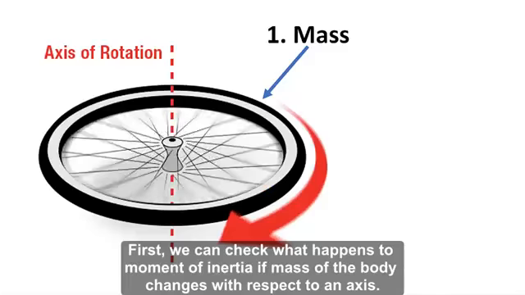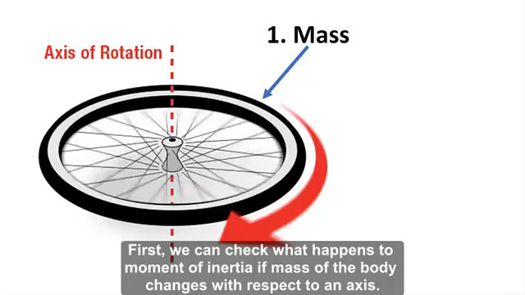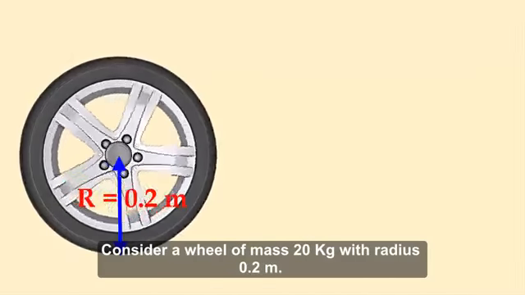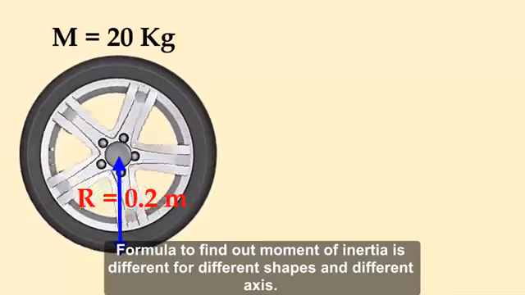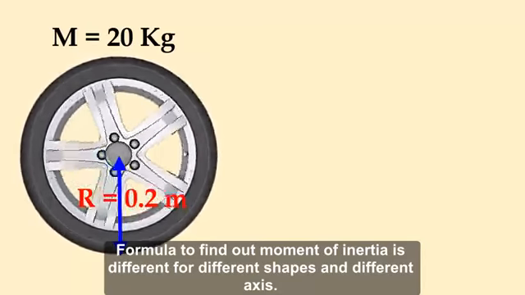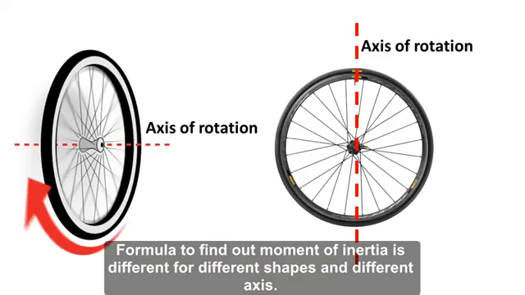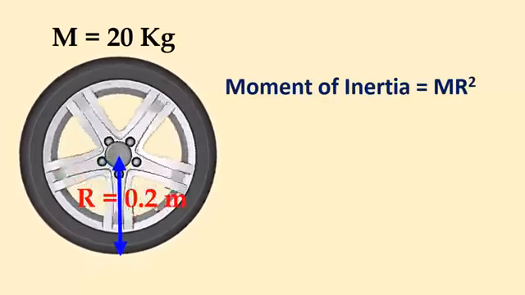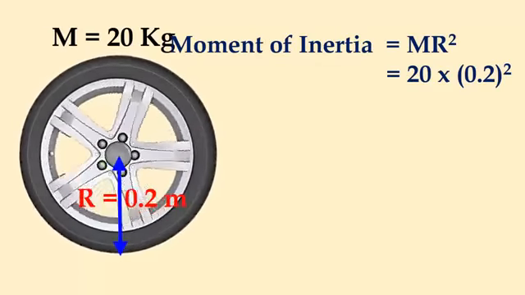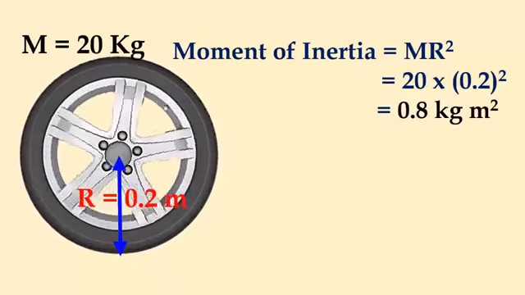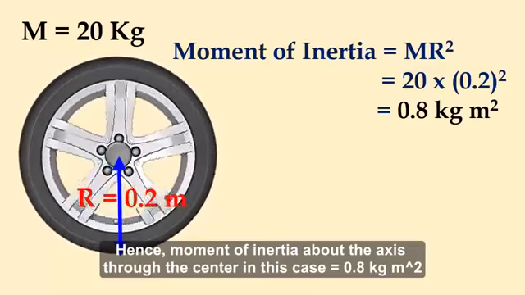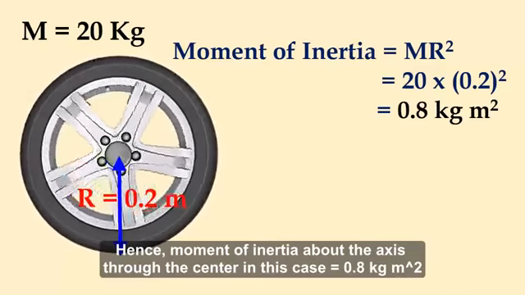First, we can check what happens to the moment of inertia if the mass of the body changes with respect to an axis. Consider a wheel of mass 20 kg with radius 0.2 meter. The formula to find the moment of inertia is different for different shapes and different axes. Here, the moment of inertia of the wheel about the axis of rotation is mr², which is equal to 20 × 0.2², which is equal to 0.8 kg·m². Hence, the moment of inertia about an axis through the center in this case is 0.8 kg·m².